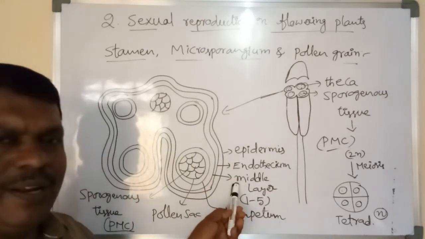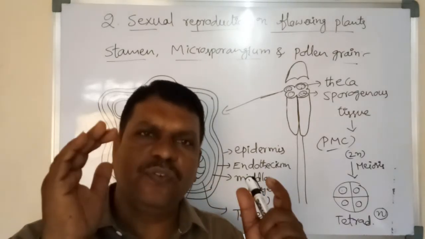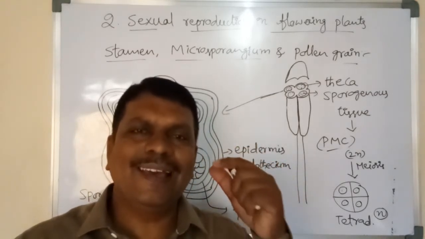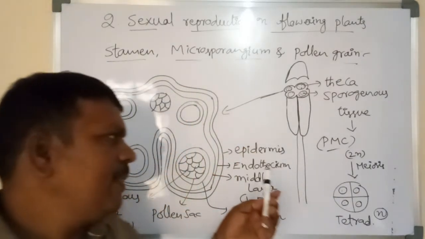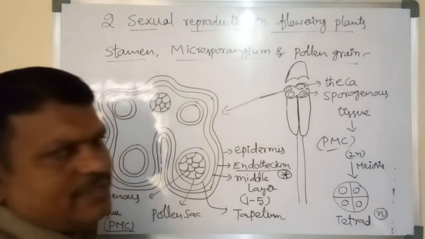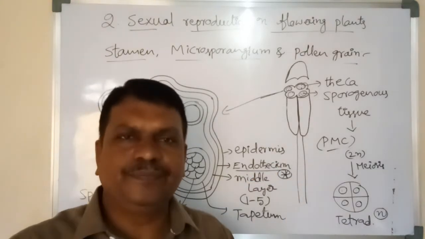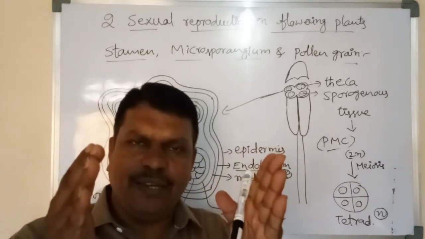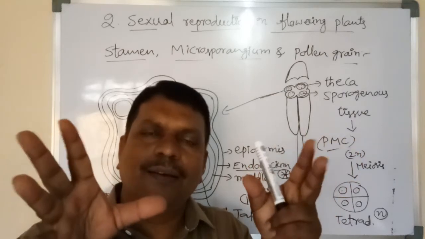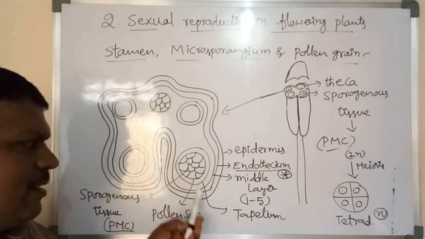Epidermis, endothecium and middle layers. These three types of layers combine to form the outer tough layer. These three layers together play a crucial role in anther dehiscence. Particularly endothecium plays a pivotal role because it is hygroscopic in nature. Hygroscopic means what? Absorbs water, hence bulges in size. When anther bulges, obviously it bursts, breaks and disperses pollen into surroundings. That's all.